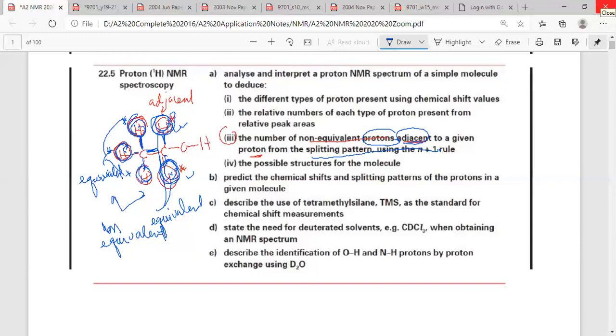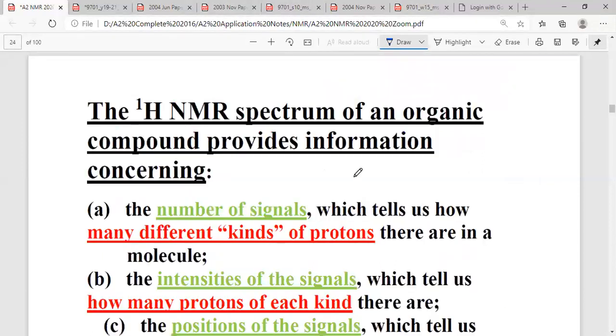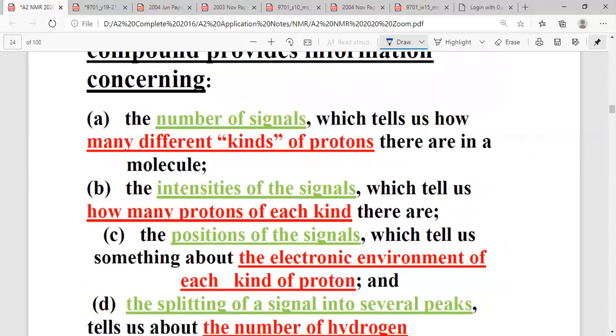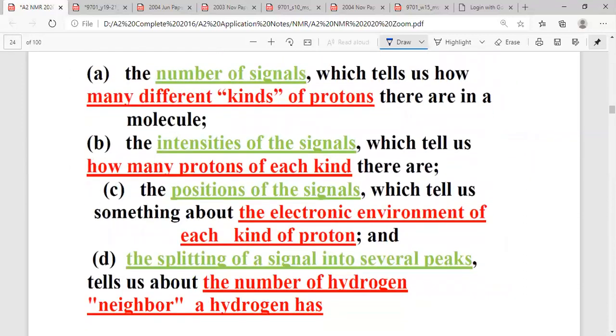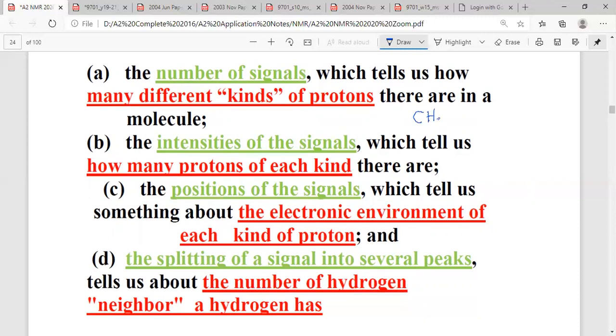Now let's look at page 24. Remember the proton. Nuclear magnetic resonance spectra of an organic compound give 4 pieces of information. One is the number of signals. How many signals are there? It tells you how many different kinds of protons there are. For example, we did that there is CH3, CH2, and OH. In this case, there are 3 kinds of protons.